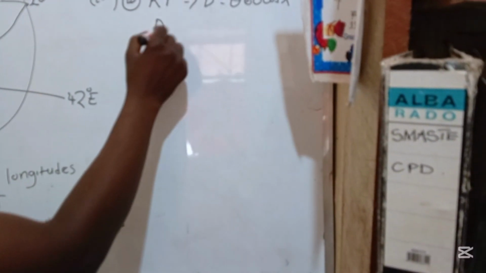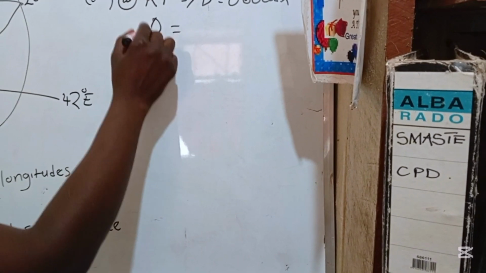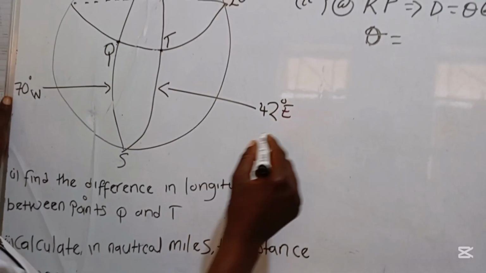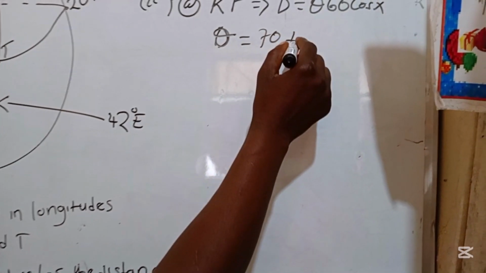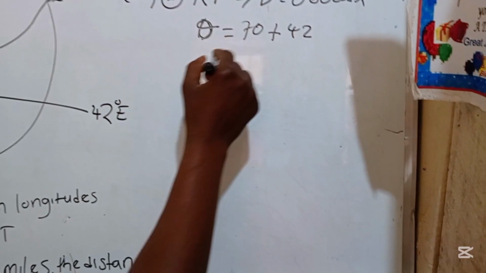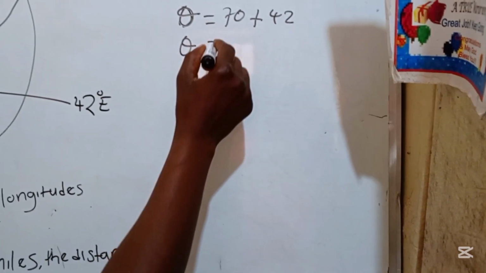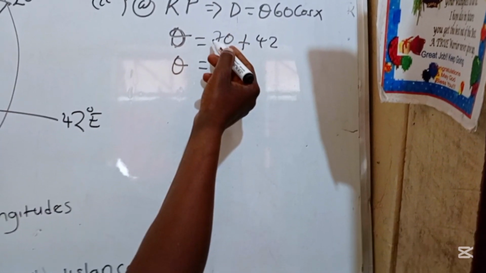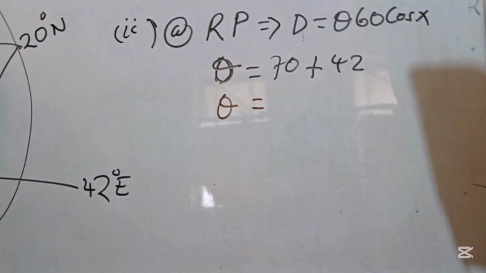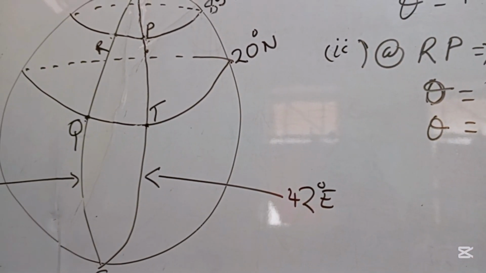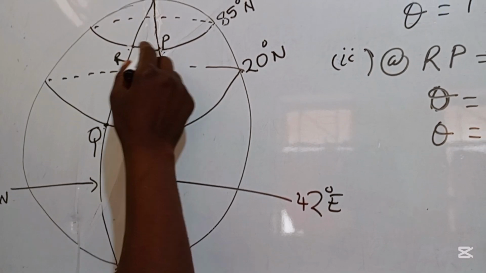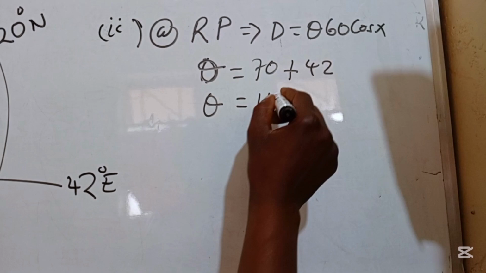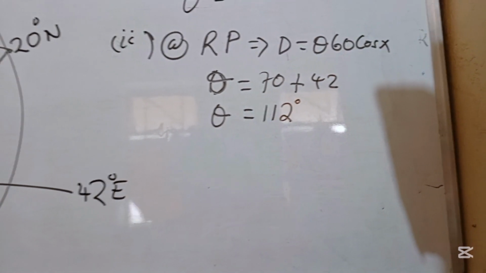You agree with me that for the distance in this case, I should first of all find the theta. How do I find the theta? You can see the other one is found in the east, the other one is found in the west. So you have to add 70 plus 42. So let me just repeat for the sake of other viewers to understand. To find this theta, when you add, you are going to get 112. So this 112 degrees is the theta there.